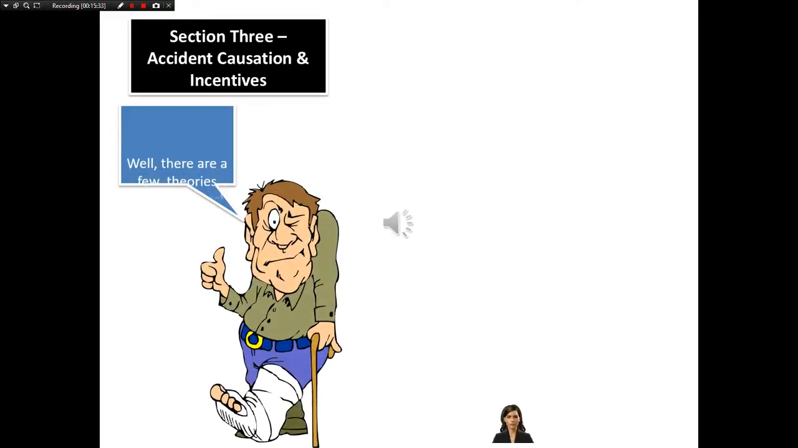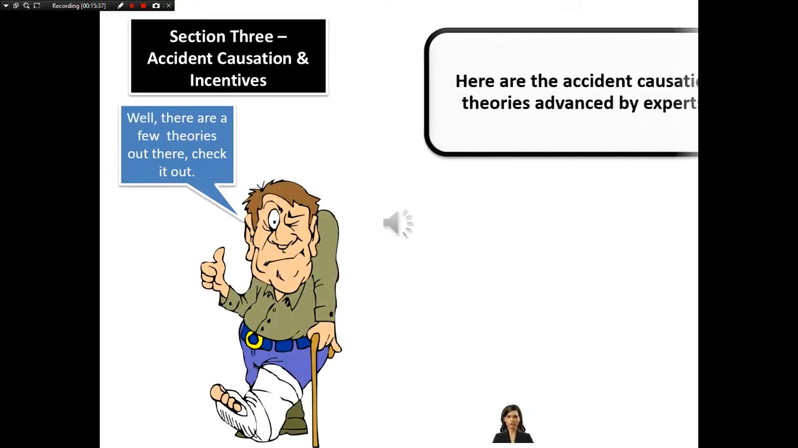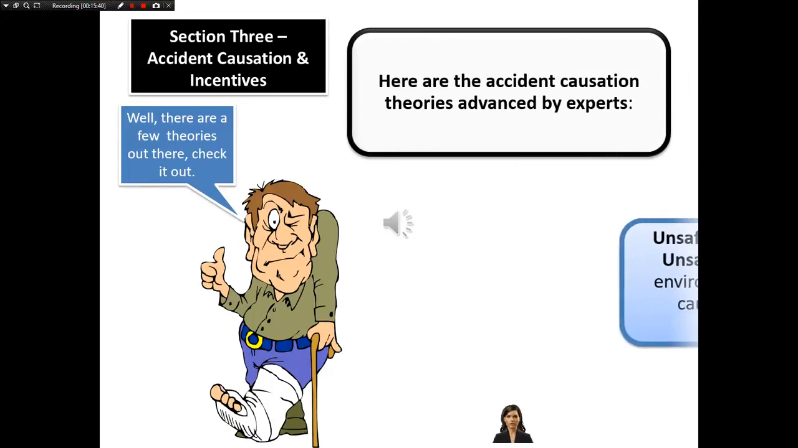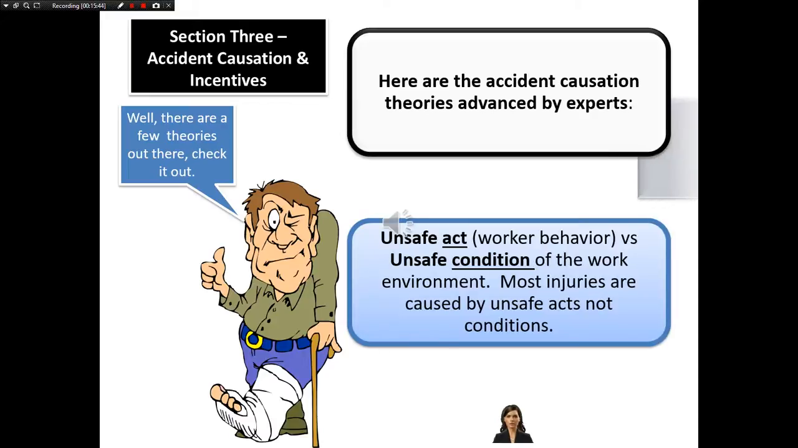Here are the accident causation theories advanced by experts. Unsafe act, worker behavior, versus unsafe condition of the work environment. Most injuries are caused by unsafe acts, not conditions.